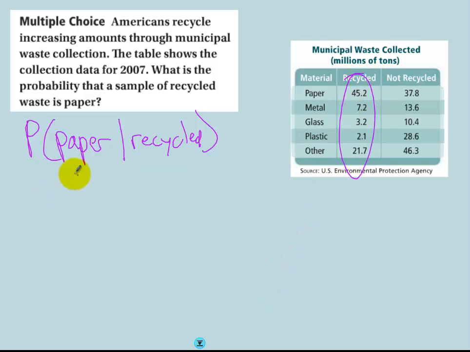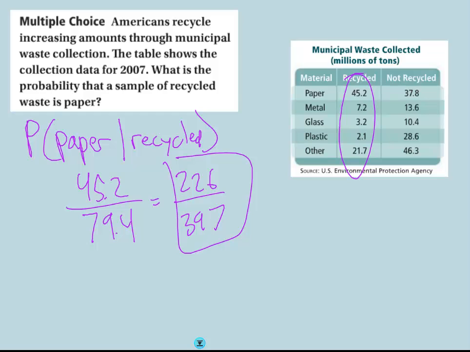That's my recycled column. So how many of those are paper? 45.2 million tons. And how many are recycled? Well, you add all those up. 45.2 plus 7.2 plus 3.2 plus 2.1 plus 21.7, and that's going to all add up to 79.4 million tons. And if I want to simplify that fraction, I can rewrite that as 452 divided by 794, and that'll come out to about 226 over 397. And that's your answer. All right, let's try something else.